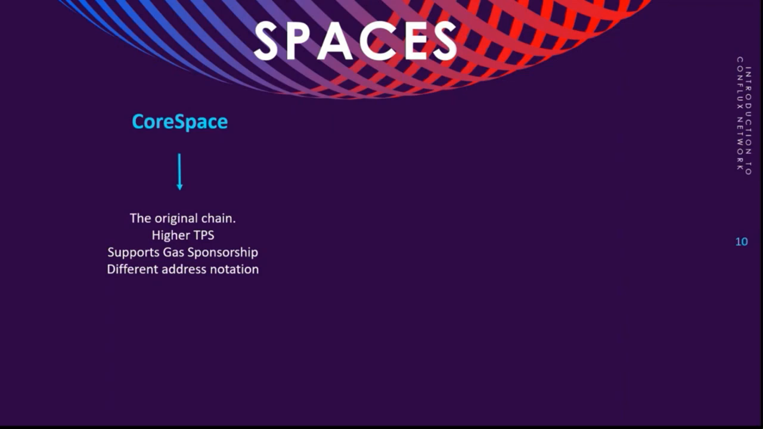So this is the original chain and it has a higher throughput and has the ability to support gas sponsorship, but has some differences compared to, let's say, Ethereum. It has a different address notation, it has different tools. You need to use Conflux Truffle, Conflux Hardhat. You need to use Conflux official SDKs.